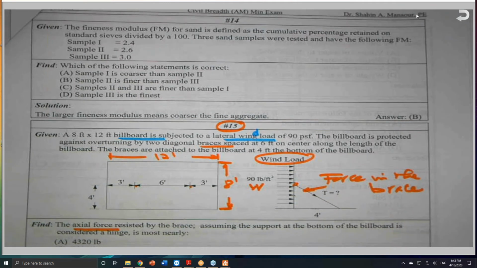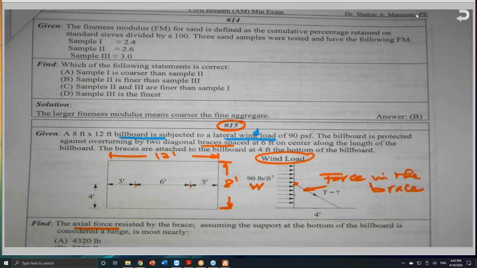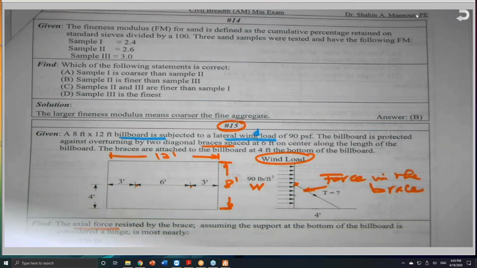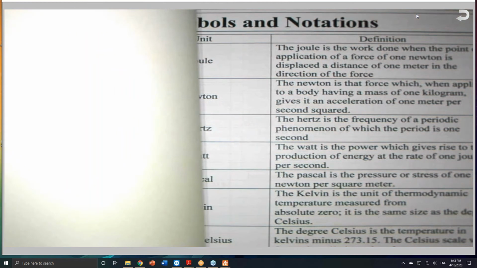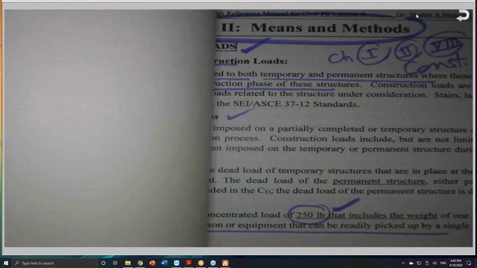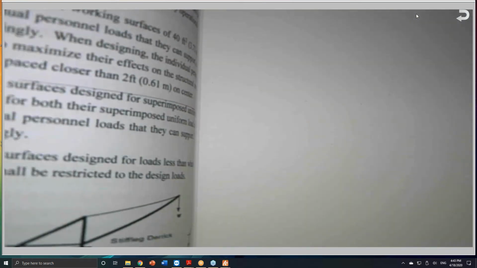So a 3D picture, I believe I have in my book an illustration about that, and the picture will help us, in fact. In my book here, let me see, in chapter 2, I believe, under means and methods, there was a picture. Let me see if I can find it very quick.